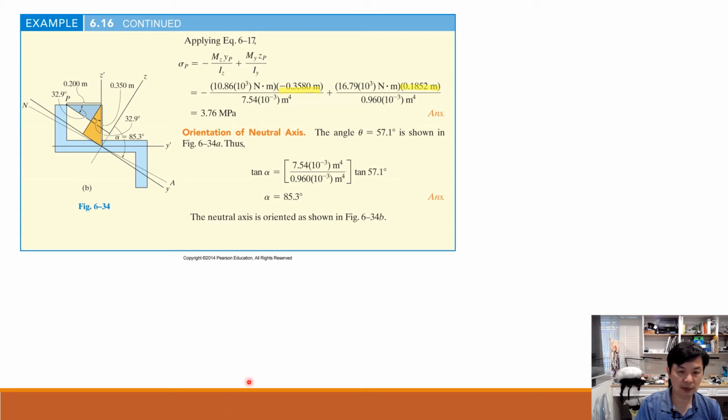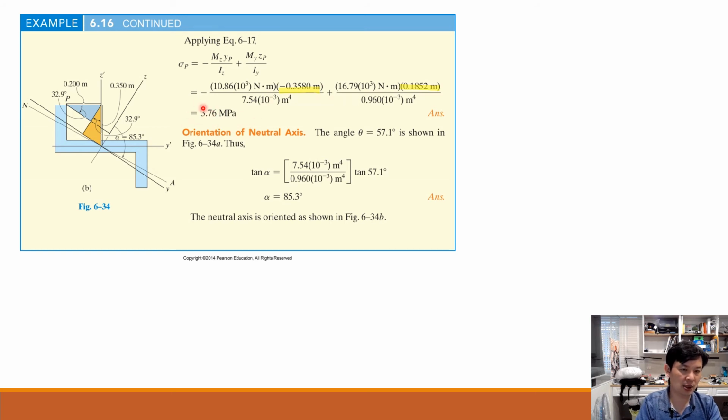After we determine both of them, we substitute into our bending stress function. Since we decompose the moment into two directions, the moment M_z gives one stress, the moment M_y gives another stress, and based on the direction, one has a minus sign, the other together with this minus actually gives a positive sign. We add these two together, and we get 3.76 megapascal.